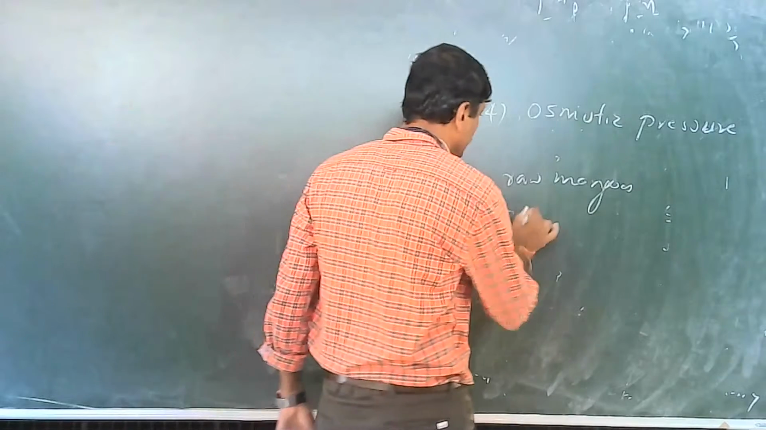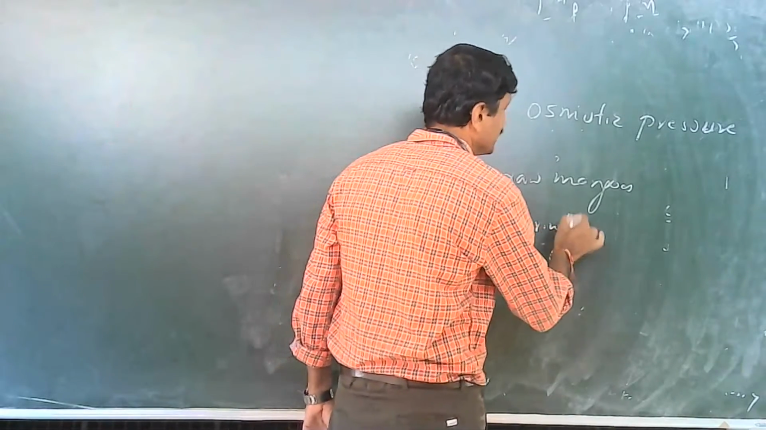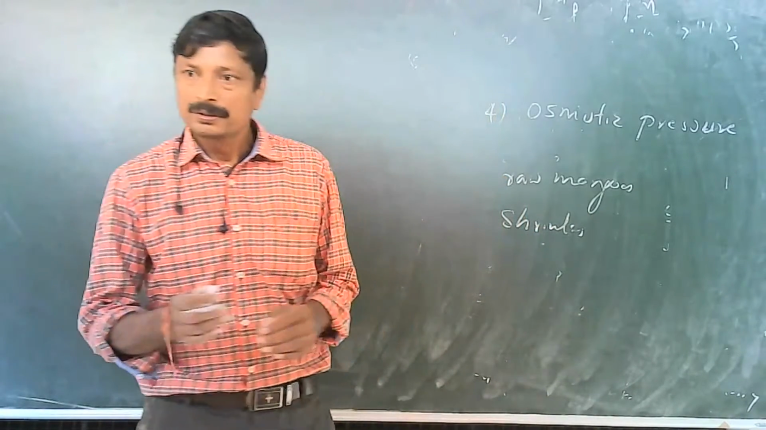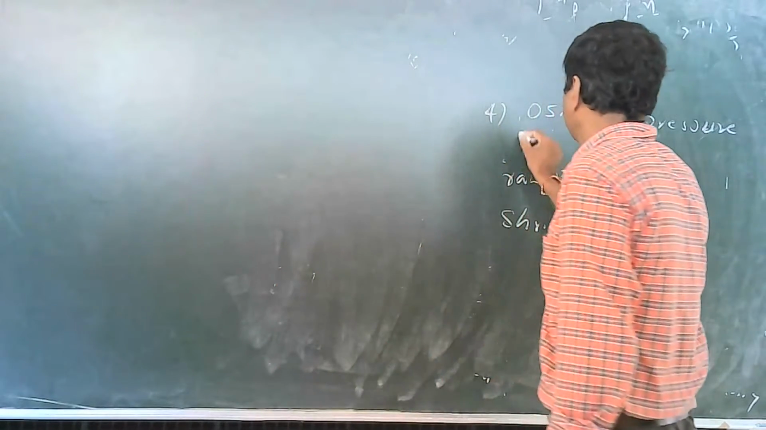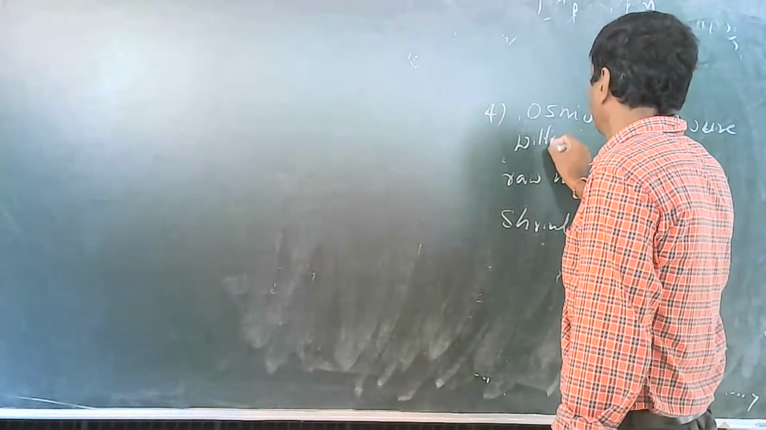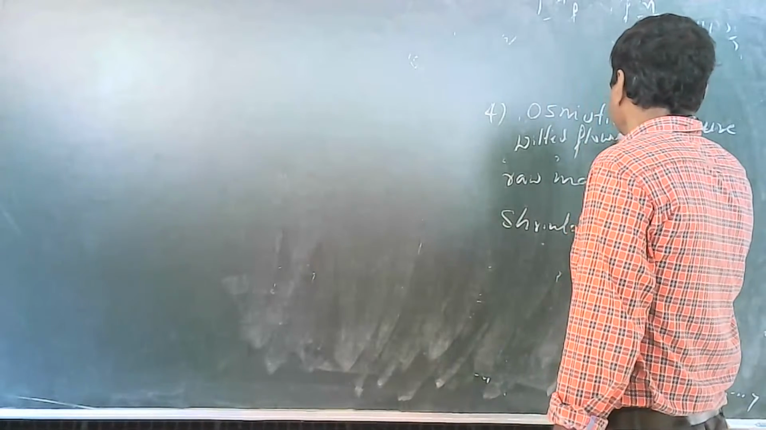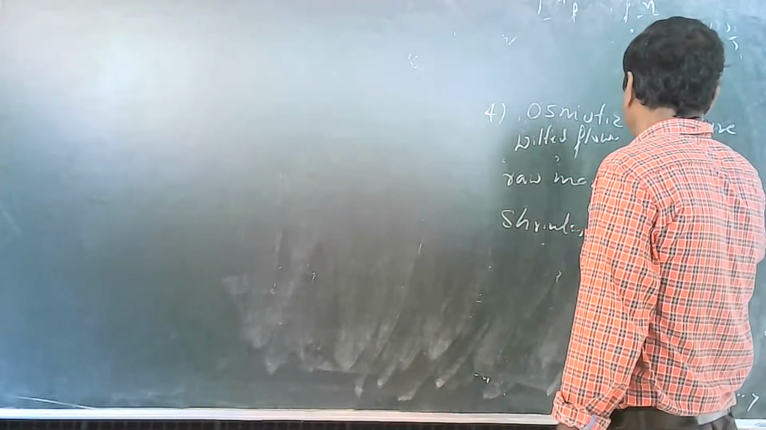It swells. One more thing you might have noticed: a wilted flower is placed in fresh water.